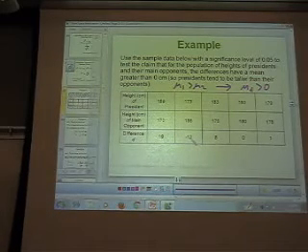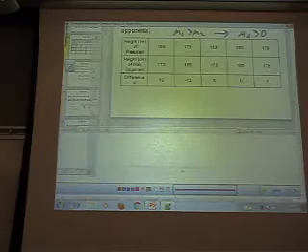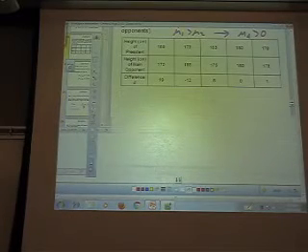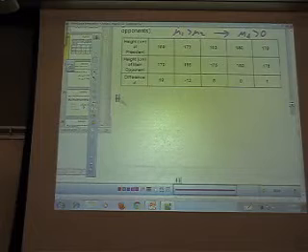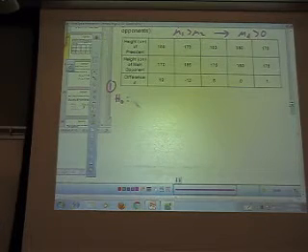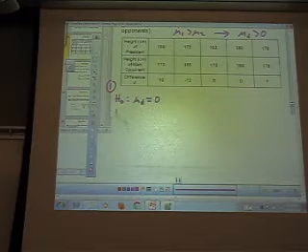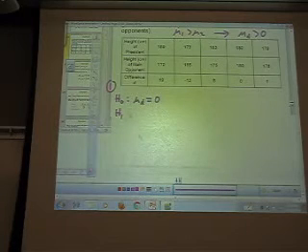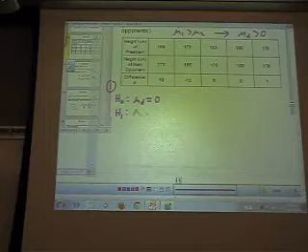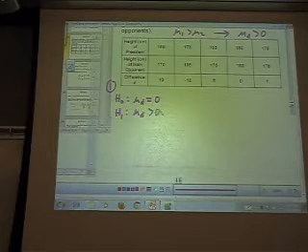Let me start with my H naught. Step 1: H naught is that mu d is equal to 0. For H1, I'm saying the first one's larger than the second one, so when I subtract them, the differences should be larger than 0. Positive.